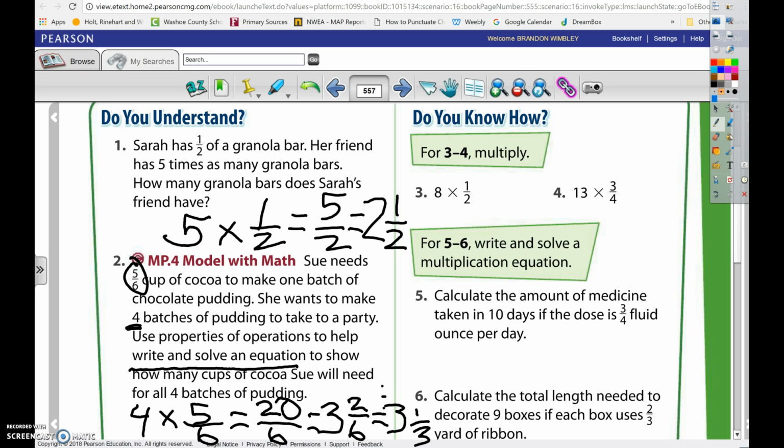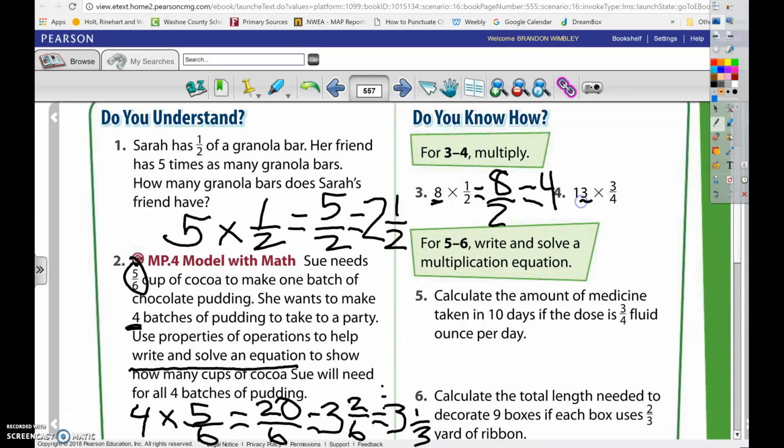So here I have 8 times 1/2, so I just multiply my whole number times my numerator, and I get 8 over 2. And I see I can divide my numerator and denominator by 2. 8 divided by 2 is 4. 2 divided by 2 is 1, so I would have 4 for my final answer. All right, let's go on to the next one.